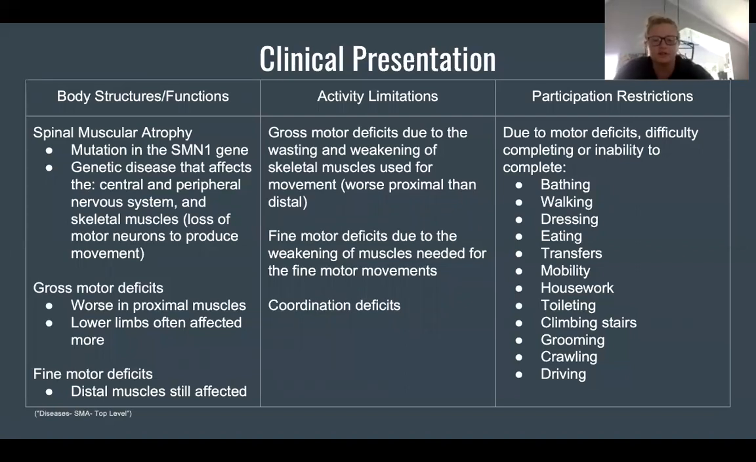So some activity limitations that we found were mostly related to gross motor deficits due to the wasting and weakening of these skeletal muscles. And we also found that fine motor deficits were still affected due to the weakening of muscles that are needed for the fine motor movements, and coordination deficits were also mentioned. And so due to these motor deficits that the client is experiencing, they may have difficulty completing or the total inability to complete tasks such as bathing, walking, dressing, eating, transfers, mobility, housework, toileting, climbing stairs, grooming, crawling, or driving.